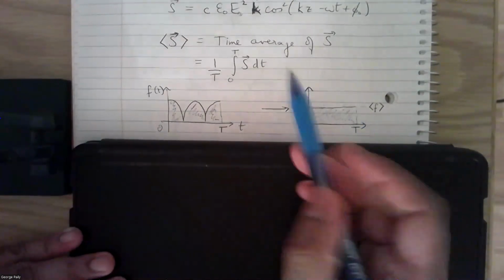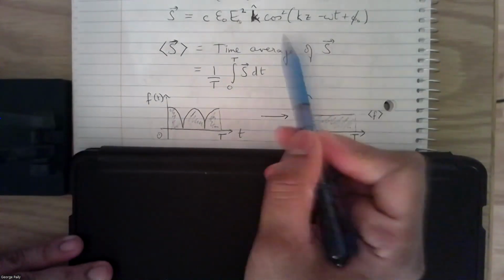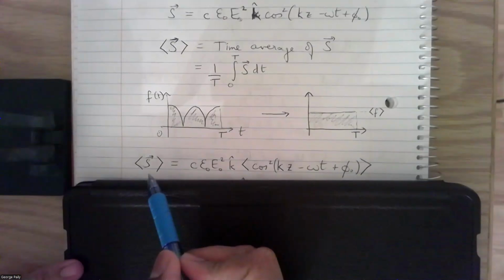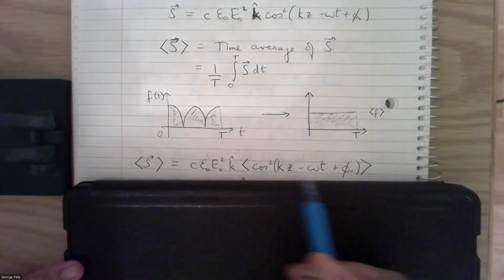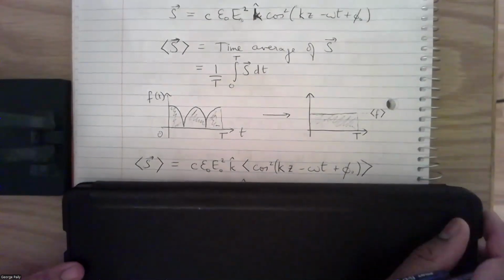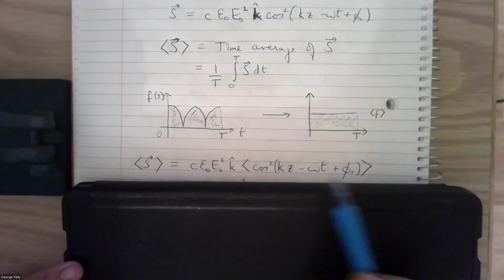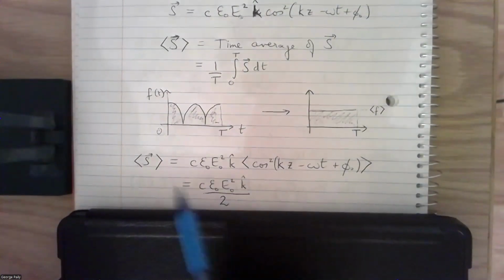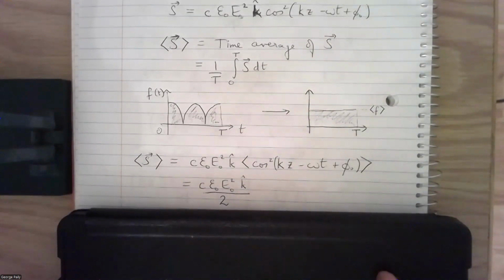So we are going to do the same thing for this S vector, but we see that the only time-dependent part is this cosine squared. So our time average of S, well, we pull out all the constants, and then we have the time average of cosine squared. But it turns out that the time average over one full time period of cosine squared is just 1/2. So this is our time average of the Poynting vector, c epsilon naught E naught squared k hat over 2.